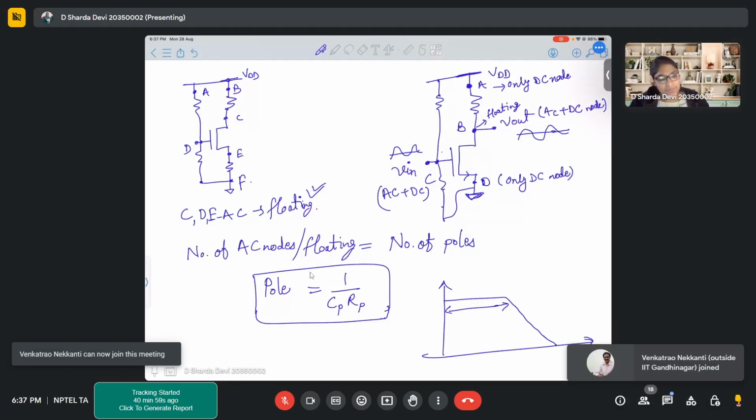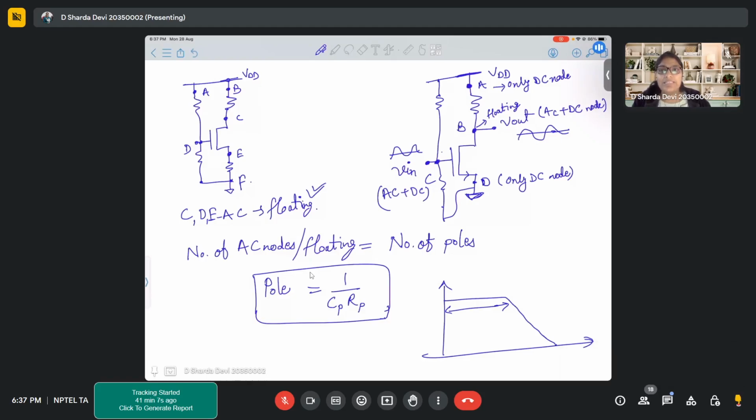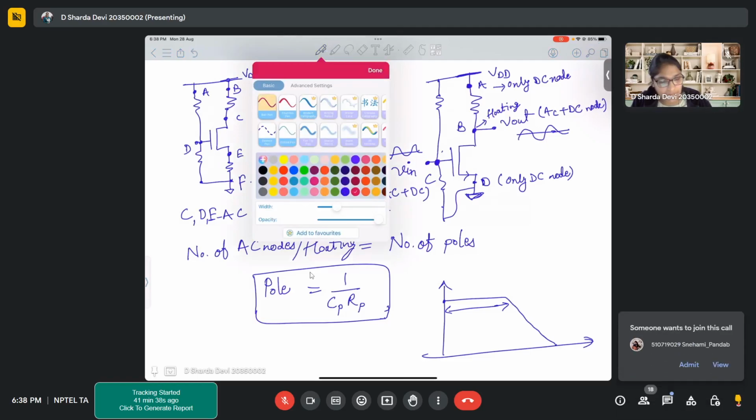Now, when we talk about these particular poles, ideally we say that input resistance is infinite, right? Ideally speaking, for a transistor, your input resistance is infinite. So that means this particular node will always give a pole at zero. So we don't consider that particular pole. What we calculate is the rest of them. I didn't follow you. Which one are you saying we don't consider? The input. I cannot see your cursor.